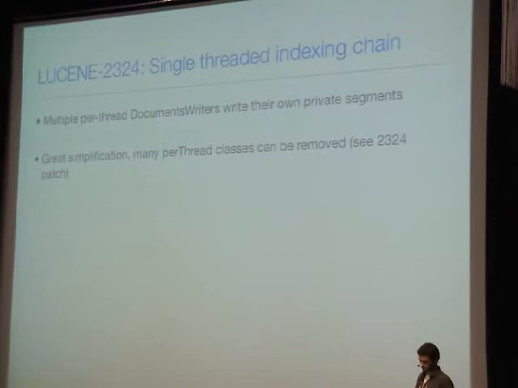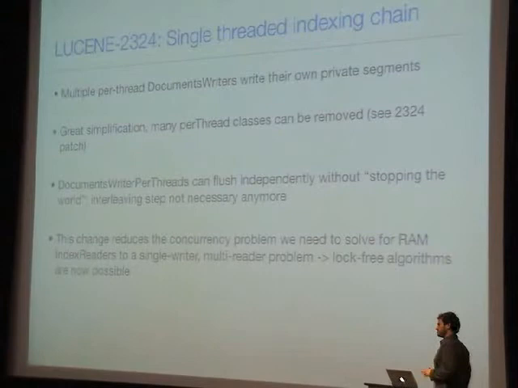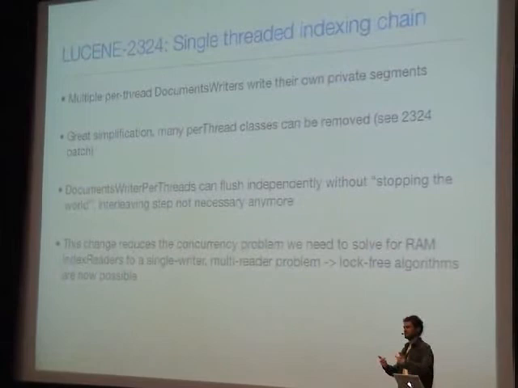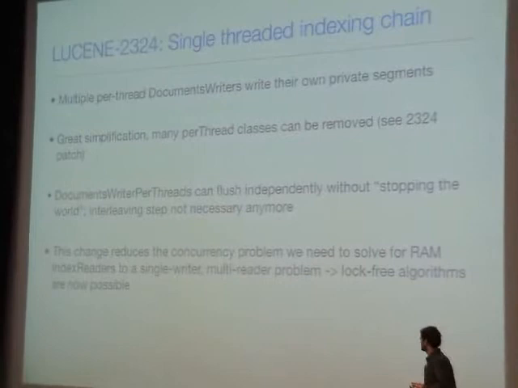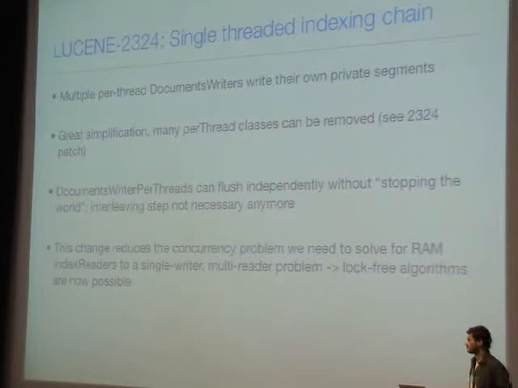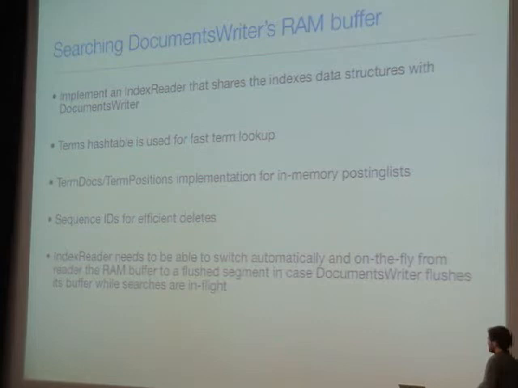One advantage is, of course, that they can flush independently, so you don't have to stop the world anymore. And as I mentioned already, we want to share the data structures between an index writer and the readers, to read from the same data structures at the same time. You make the problem much simpler if you only have one thread that actually writes. So you reduce it to a single-writer, multi-reader problem. And that makes it possible to develop lock-free algorithms and data structures to achieve this. That was patch 2324, if you want to check it out on Jira; it's currently being developed.